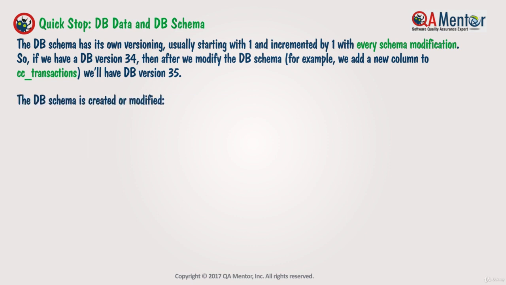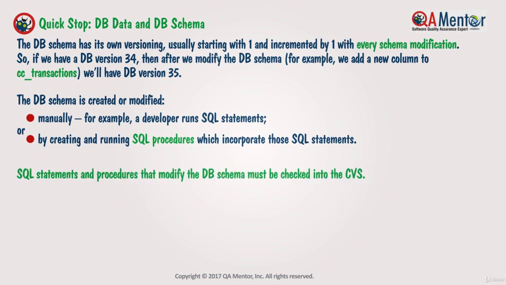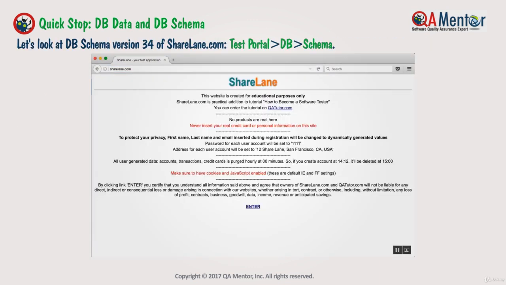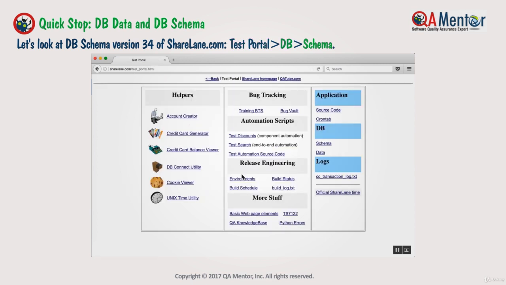The DB schema is created or modified manually. For example, a developer runs SQL statements, or by creating and running SQL procedures which incorporate those SQL statements. SQL statements and procedures that modify the DB schema must be checked into the CVS. People who work professionally with databases are called DB administrators, or DBAs for short. Let's look at DB schema version 34 of ShareLane.com. Test portal, DB schema.